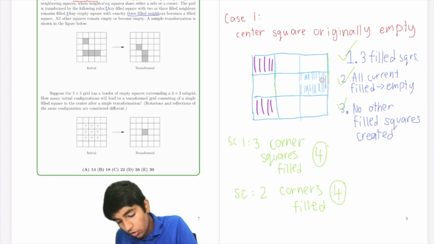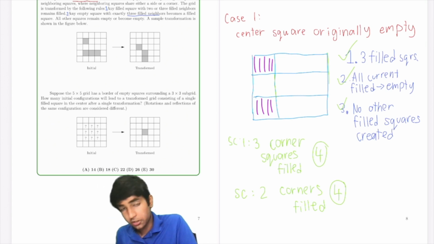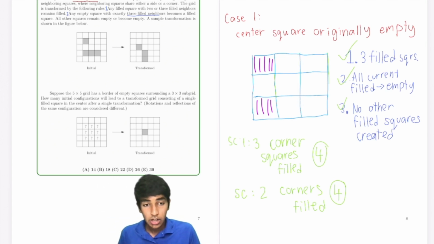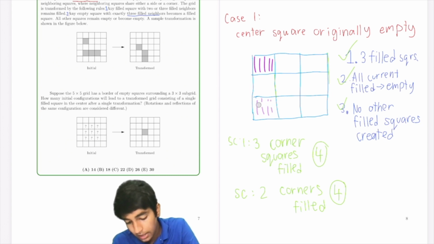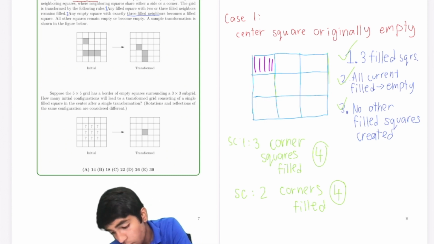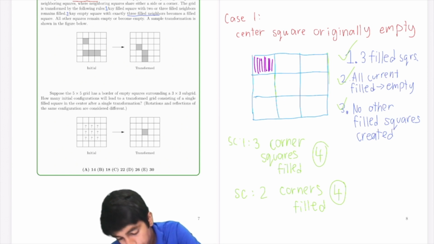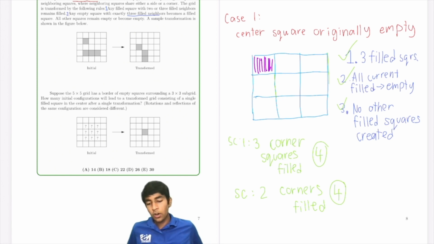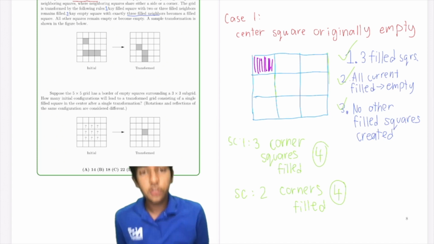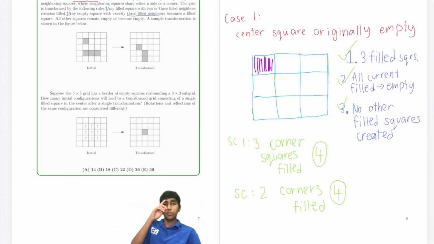Now, what about if only one corner is filled? So if only one corner is filled, then we must have only one corner is filled over here. Then we must have 2 edges that are filled. Okay, so what are the cases for 2 edges? So this is a little bit more tricky now because now we're dealing with 2 edges.